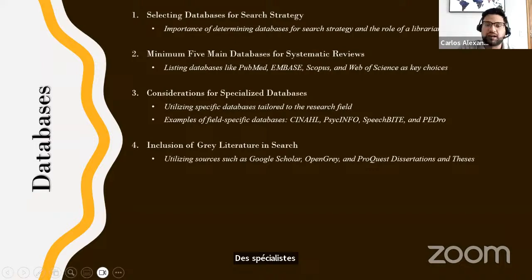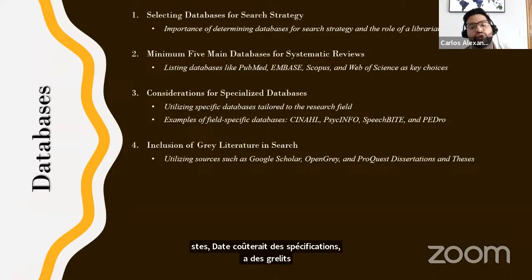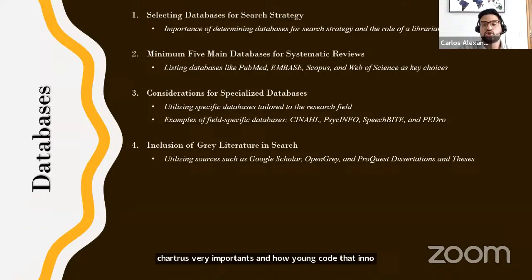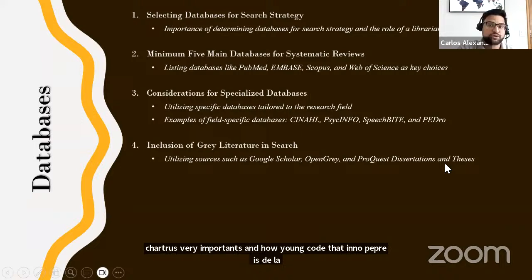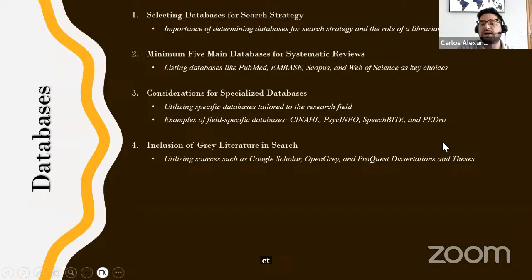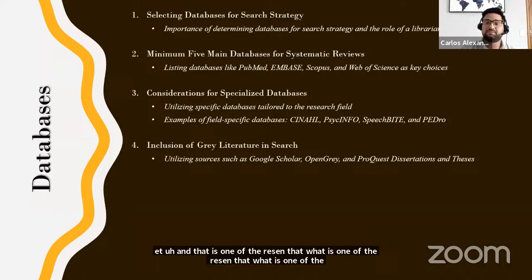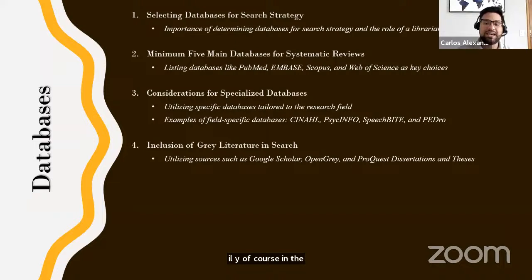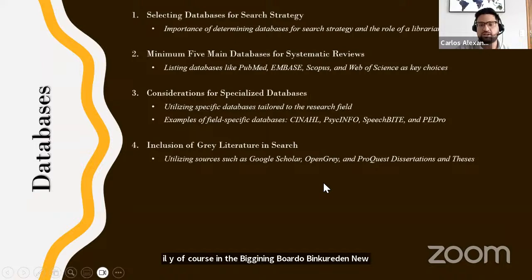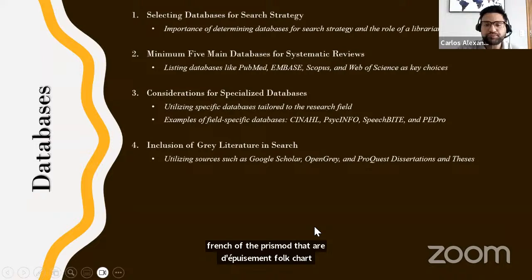The gray literature is very important, and how you include it in your papers could also be tricky. In my previous systematic reviews, we included Google Scholar, OpenGrey, and ProQuest for dissertations and theses. Usually this search and this inclusion is a little bit different from the conventional databases. That is one of the reasons why PRISMA created another flow chart to include these papers, which will be included in your study at the end of the process. That is the great difference in the PRISMA flow chart that I'm going to show you, one example here. But of course, the gray literature is very important.